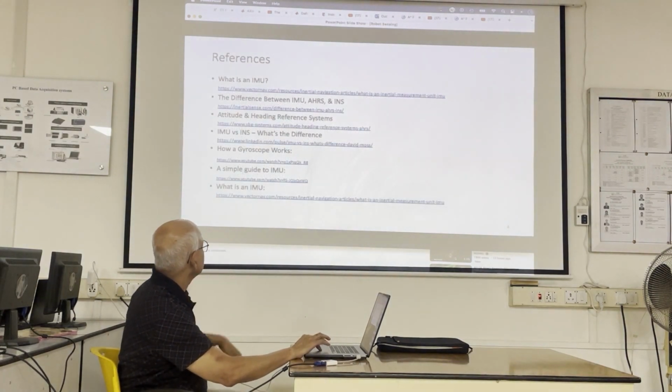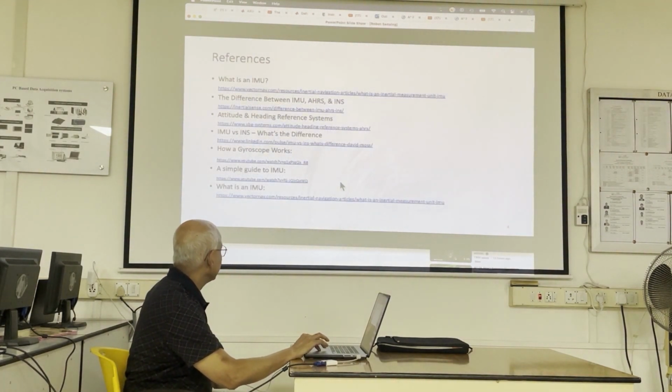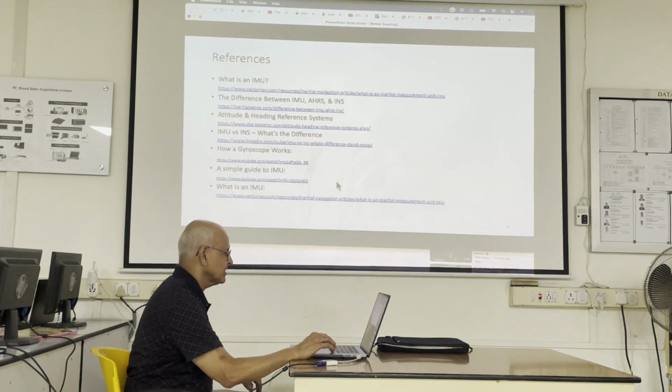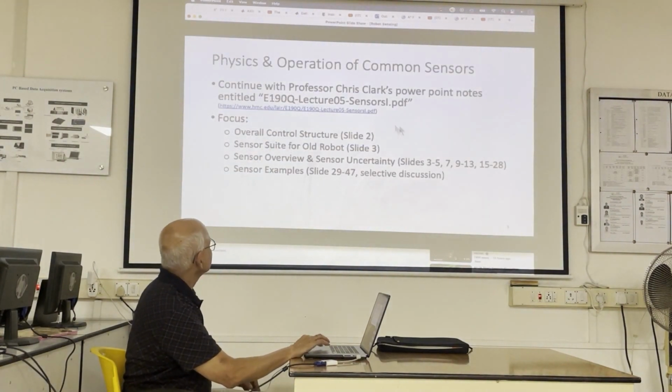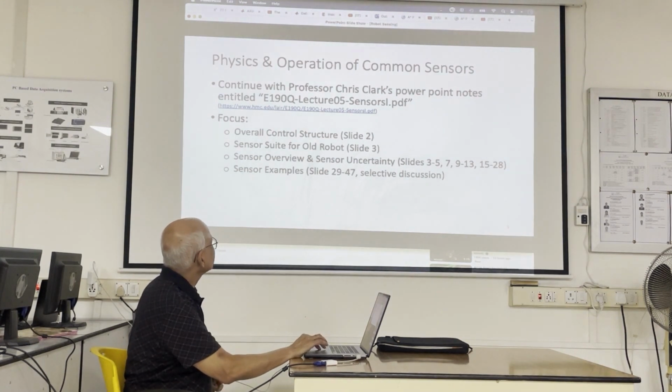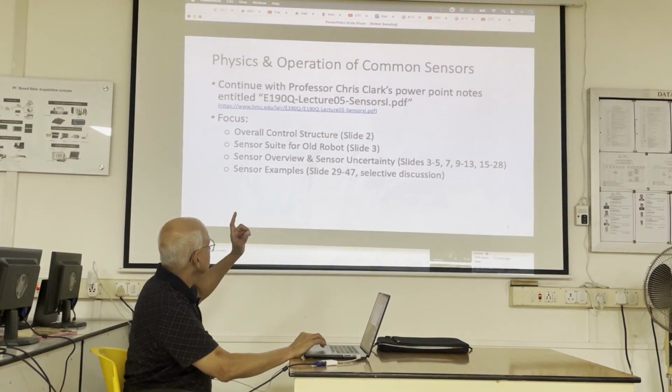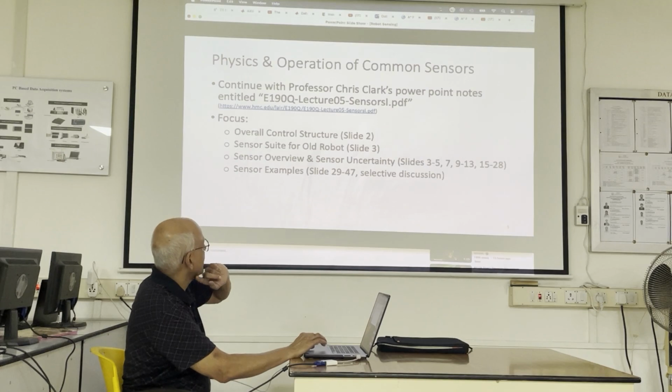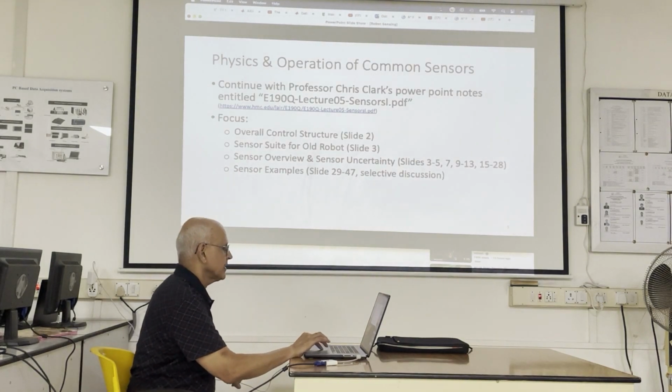Okay, so a lot of reference links in case you want to know more about these sensors. But now we're going to move to a different document, and you've seen his name before. We used his odometry notes, and now we're going to use the sensor notes. So you don't have to go to the link because I also downloaded his notes and posted it.